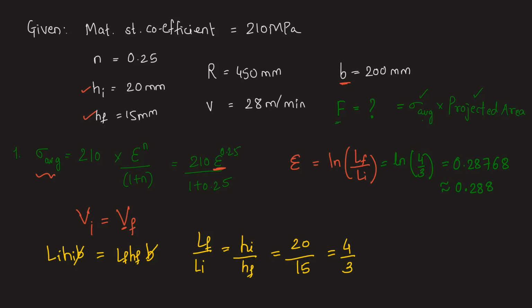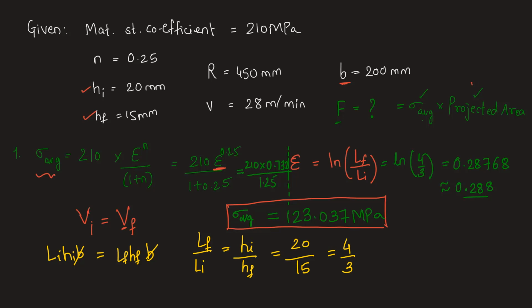Now that we have the value of true strain, we can find out the average flow stress. So average flow stress will be equal to 210 into 0.288 raised to 0.25. 0.288 to the power 0.25 turns out to be 0.732, divided by 1.25. So we get our value of average flow stress as 123.037 megapascal. Let me just highlight this. This is the value of average flow stress.